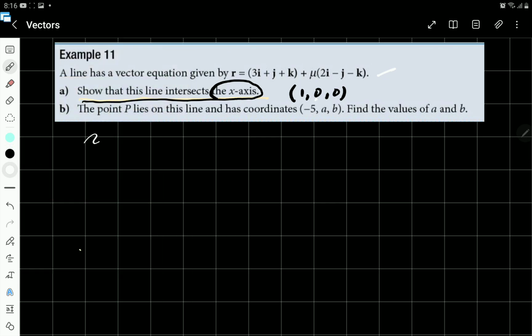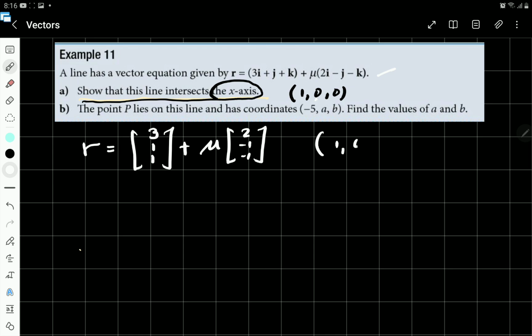So again, r is equal to, I'll just use this one, (3, 1, 1) plus mu times (2, -1, -1). And then you need to show that the point (1, 0, 0) is on this line. And again, how shall we do that? We need to show that there is a mu that will satisfy this equation.